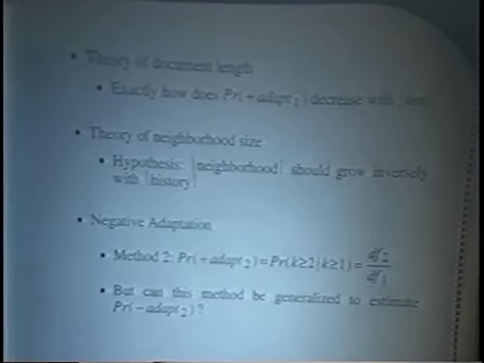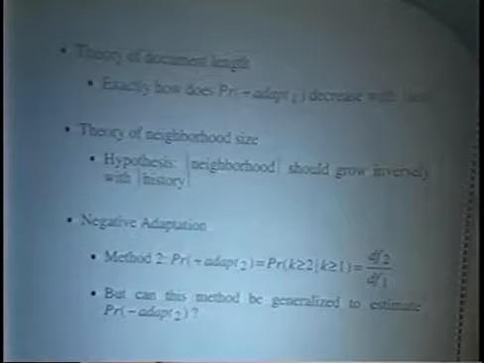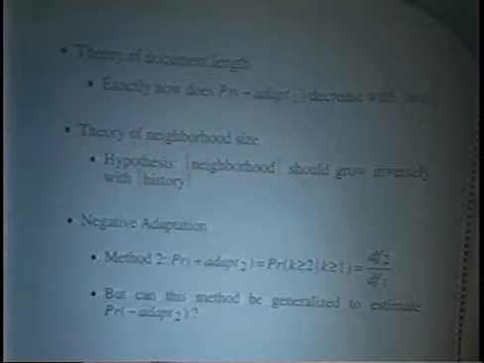Maybe that's a bit of an exaggeration, but I'd like to have a better theory of document length. Exactly how does this probability of positive adaptation decrease with the size of the test? I don't believe it's linear, and I don't quite know what it is, but I have a feeling that that's not a hard problem. And also, I'd like to have a better theory of neighborhood size. My intuition is the size of the neighborhood should grow inversely with the size of the history. But I certainly don't have that as a property of anything I showed.